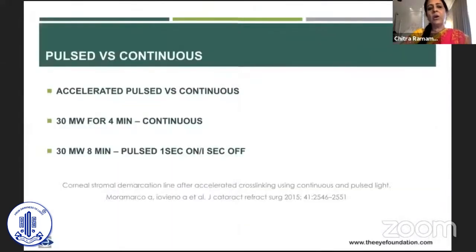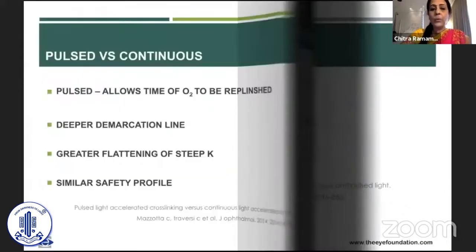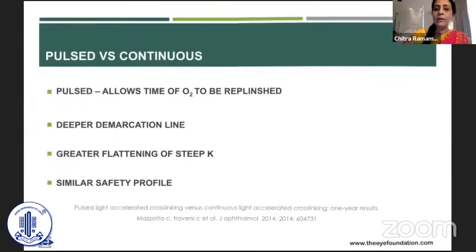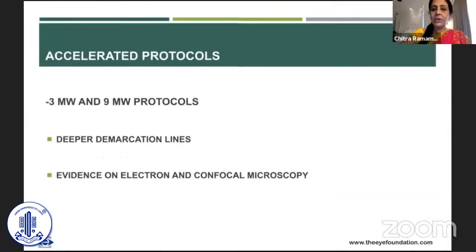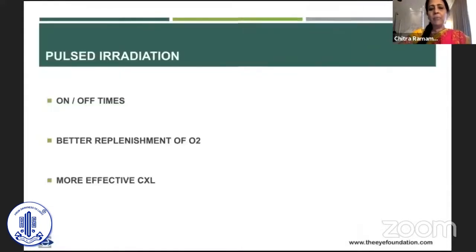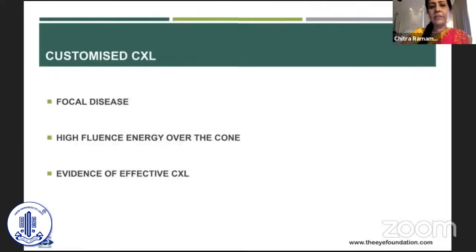So then came in the concept of going in for a pulse cross-linking, wherein there was 1 second on, 1 second off, which seemed to show that there was more effectual cross-linking here. So then we came to understand, yes, the best ones were the 3 and the 9 milliwatt protocols with better demarcation lines and better evidence on electron and confocal microscopy. And probably pulse irradiation is also effective enough.